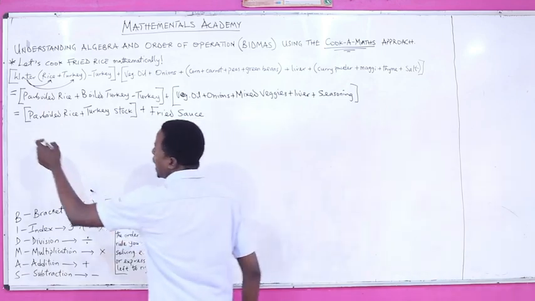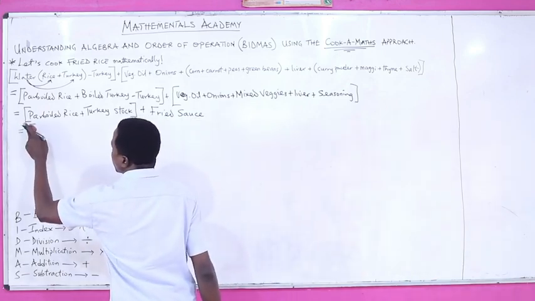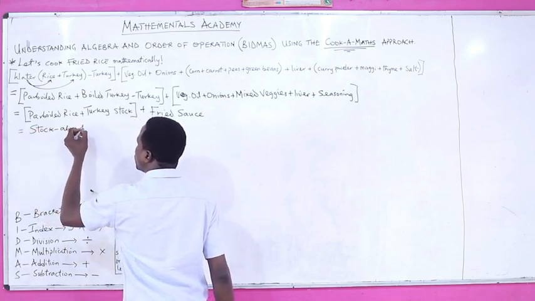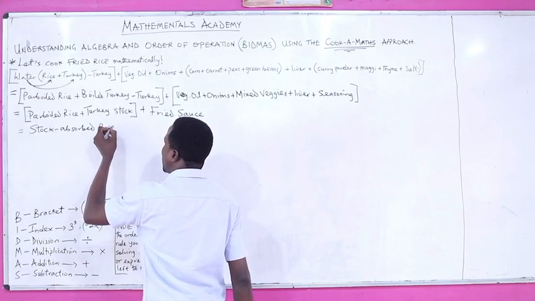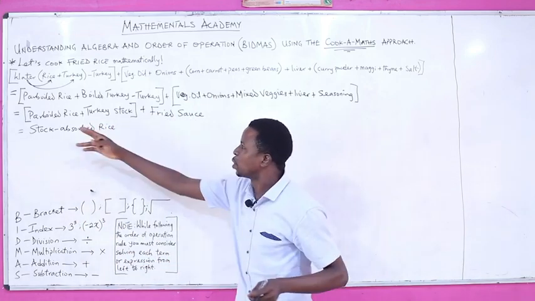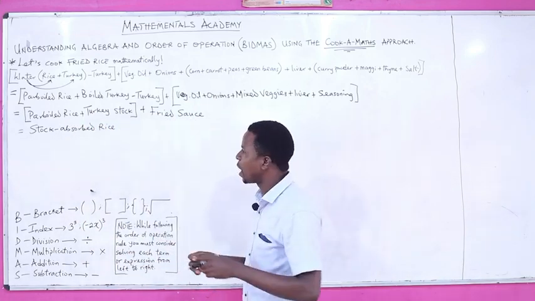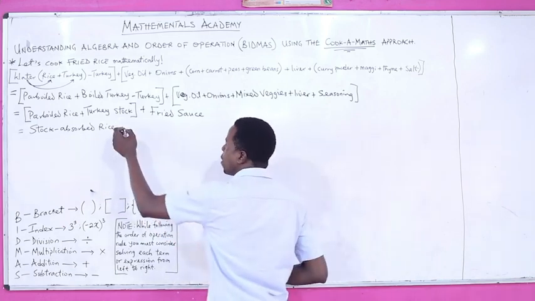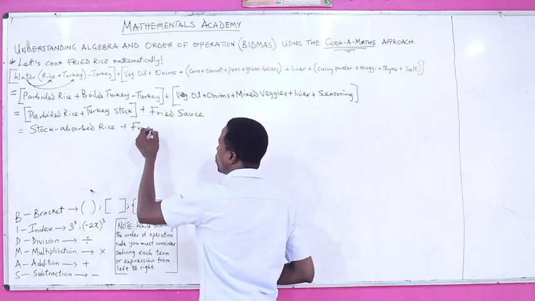Now let's continue. So when I do this, what I will have is what? Stock absorbed rice. So when I put my parboiled rice inside my turkey stock, I will have stock absorbed rice. That will be tasting nice. Then I still have my fried sauce inside one of my pans.